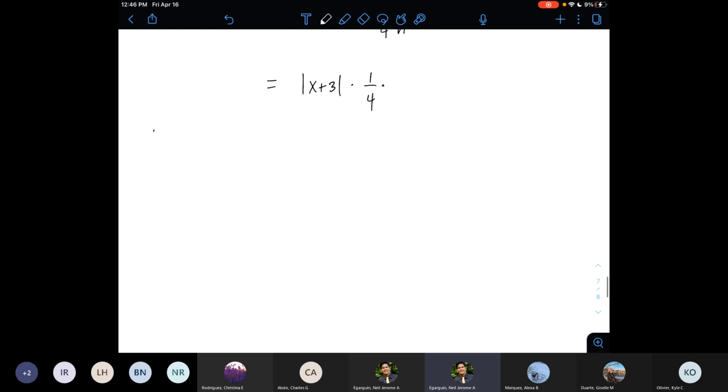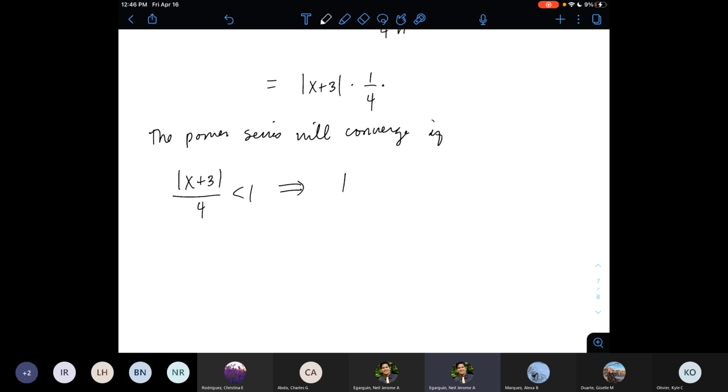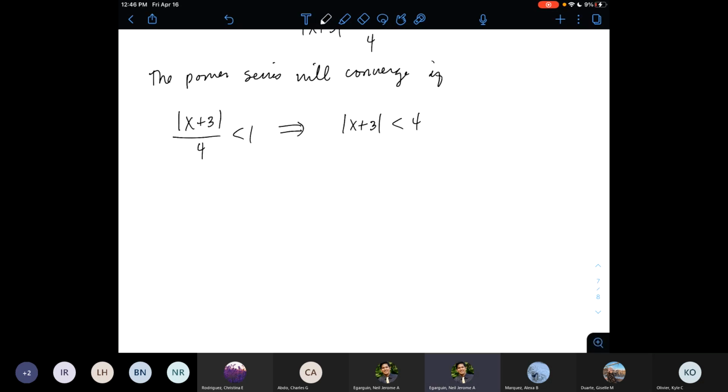So the series will converge if the limit that we got from the ratio test is less than 1, right? So this means that the absolute value of x plus 3 can be less than 4. Then let's solve this inequality. Get rid of the absolute value symbols first. So we'll have -4 < x + 3 < 4.